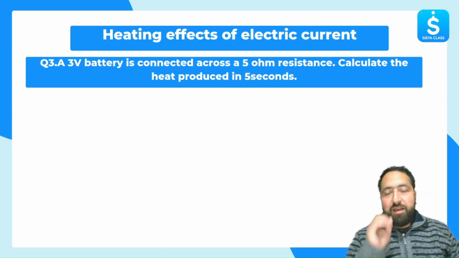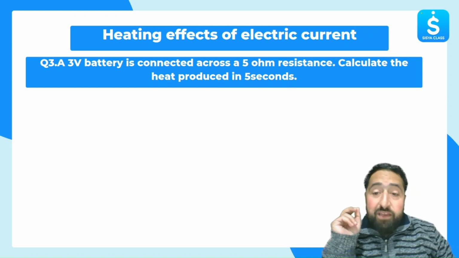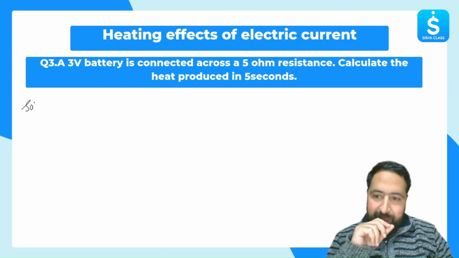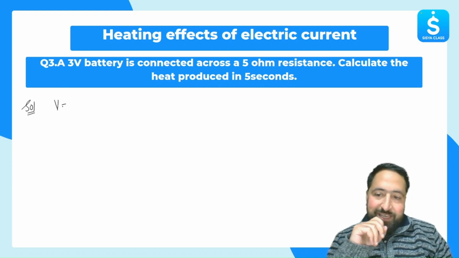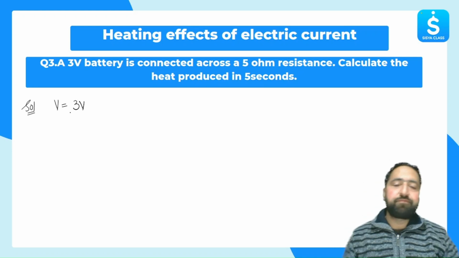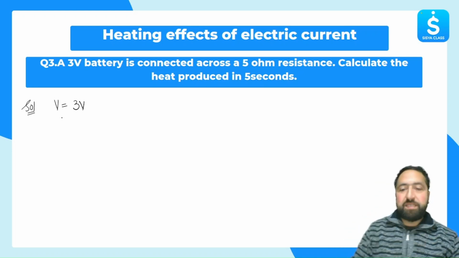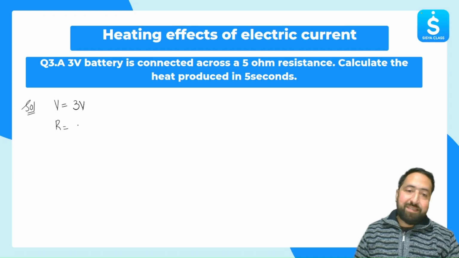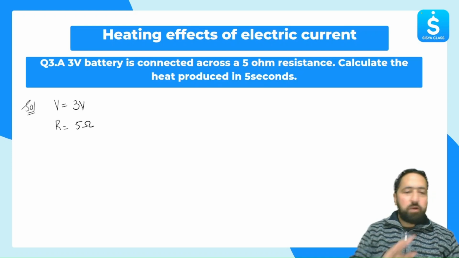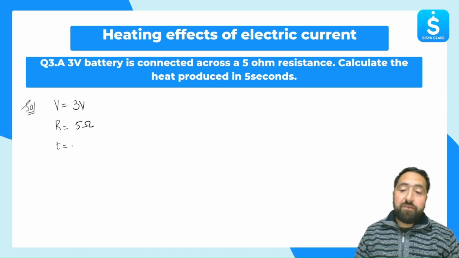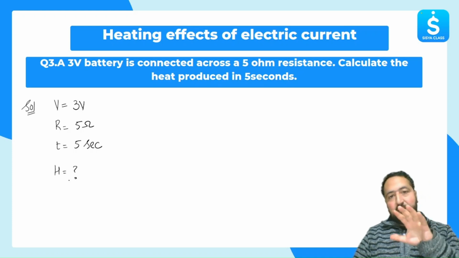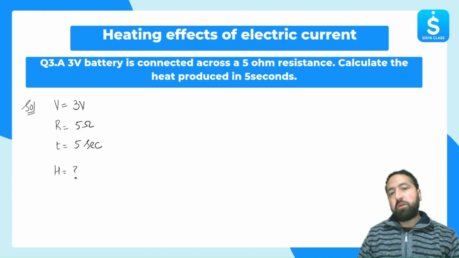Now, this question says that a 3-volt battery. Voltage is given. Potential difference is given. It is equal to 3 volts. It is connected across a 5 ohm resistance. So now what is given? Resistance is given as 5 ohms. Calculate the heat produced in 5 seconds. Time is also given, 5 seconds. What I need to calculate is the heat produced, isn't it? Let us solve this question.